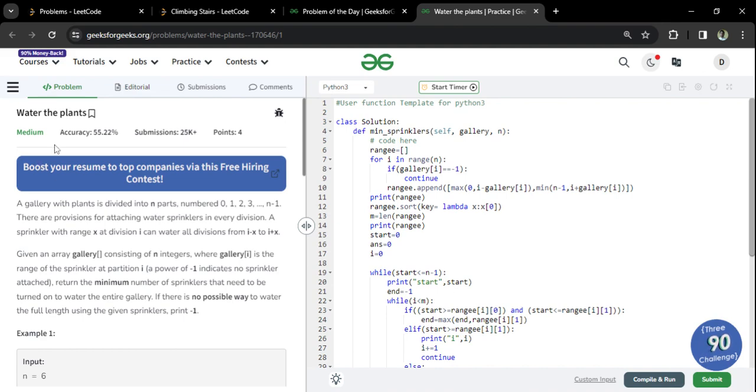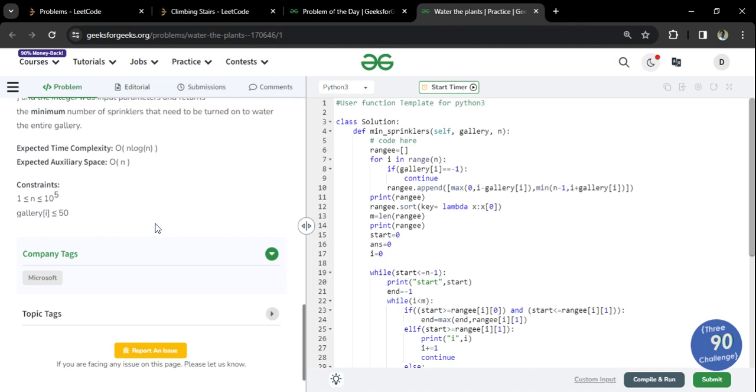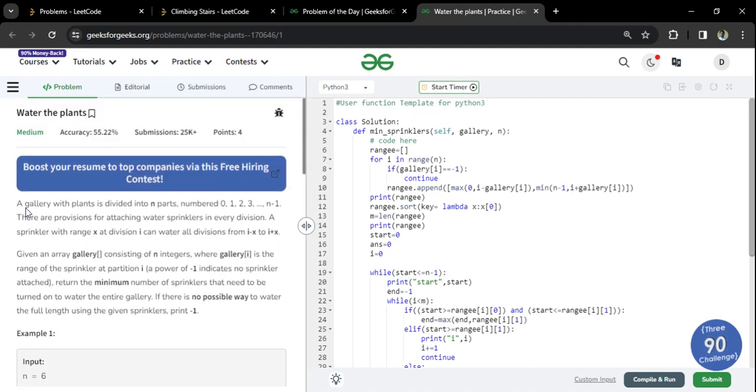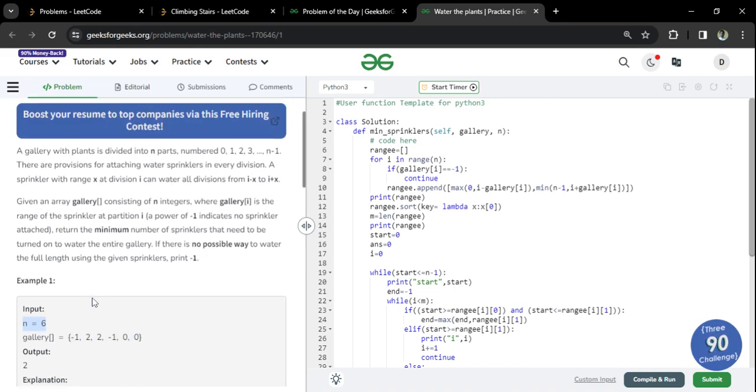So it's a medium level question called Watering Plants. And if you talk about company tags, it's asked by Microsoft. So let us see what the question is. A gallery with plants is divided. First of all, see the input. They are giving us an array called gallery. In that some elements are present, and we are also given the length of that particular array. This is the only input given.